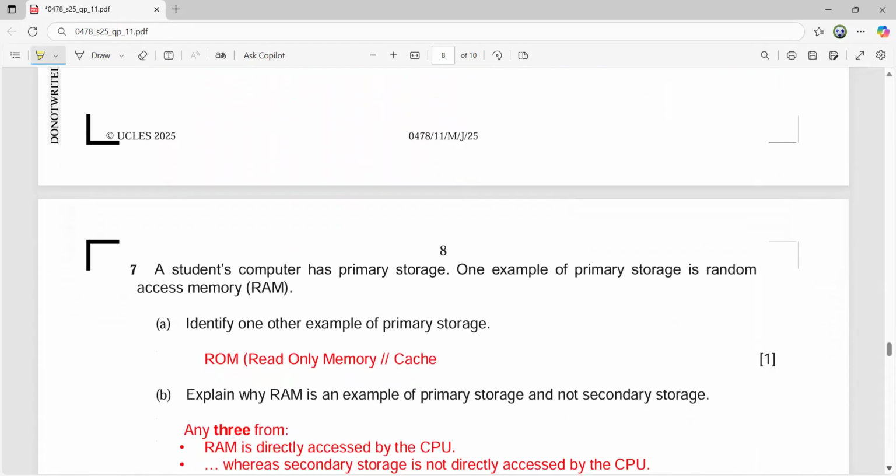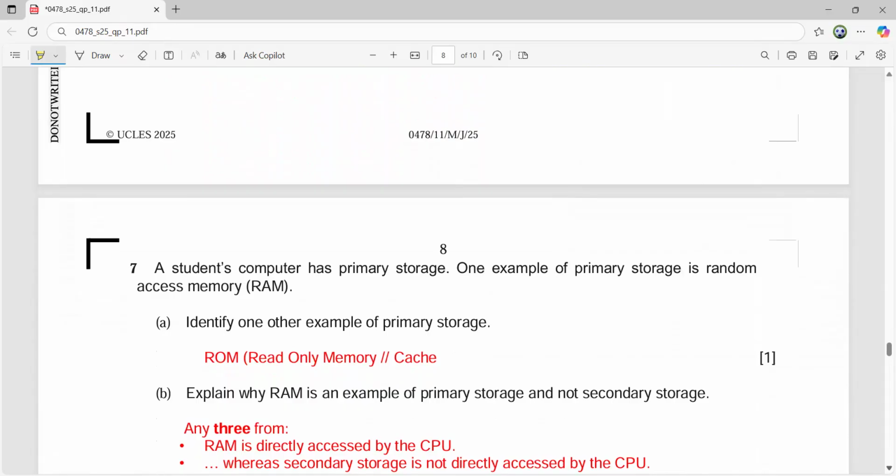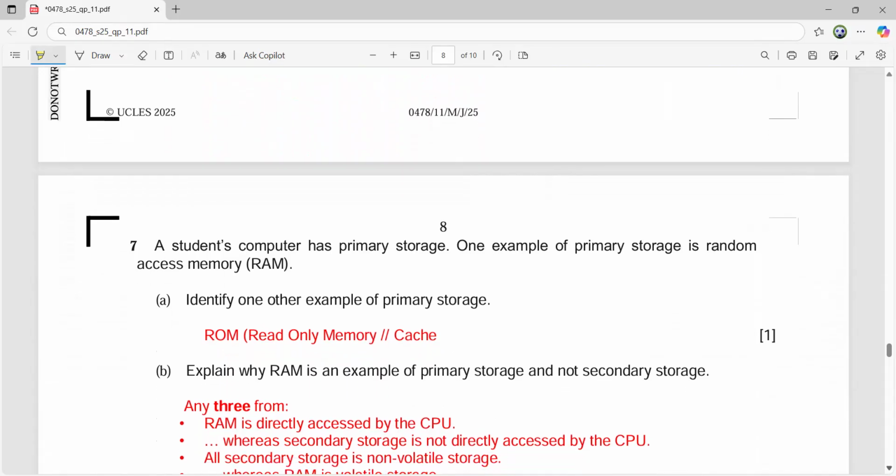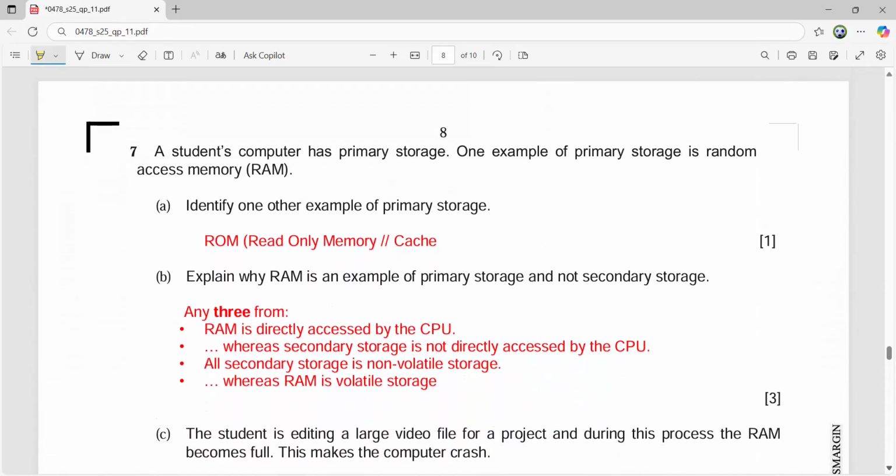Now, moving to question number 7. A student's computer has primary storage. One example of primary storage is random access memory or RAM. Identify one other example of primary storage, that is ROM or read-only memory or cache. Explain why RAM is an example of primary storage and not secondary storage. Now, why primary? Because it is accessed directly by the CPU, whereas secondary storage is not accessed directly by the CPU.